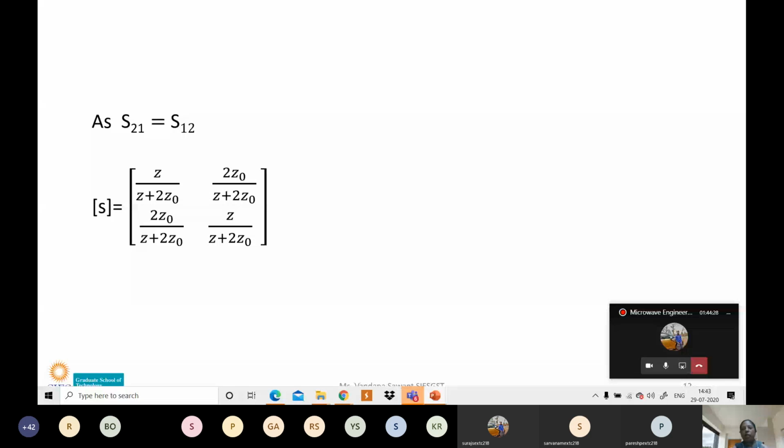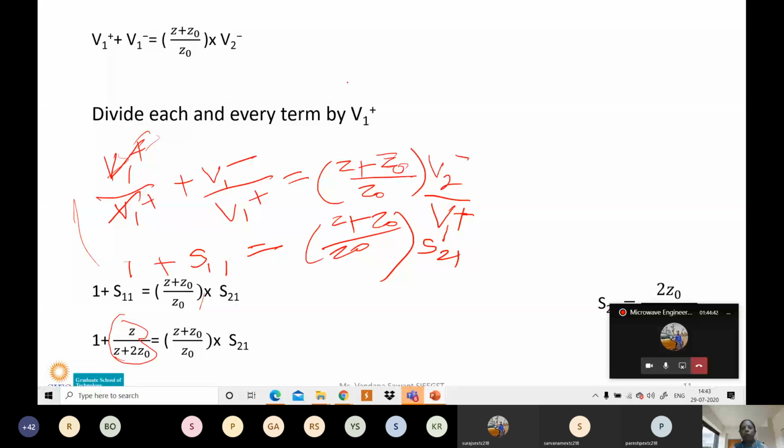We have to solve these equations for S21. Solve this equation for S21. How will we solve it for S21? You have to multiply this to this, and equalize this.